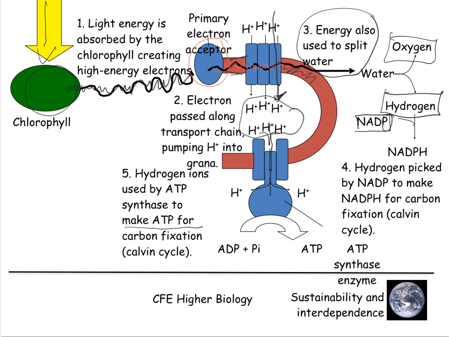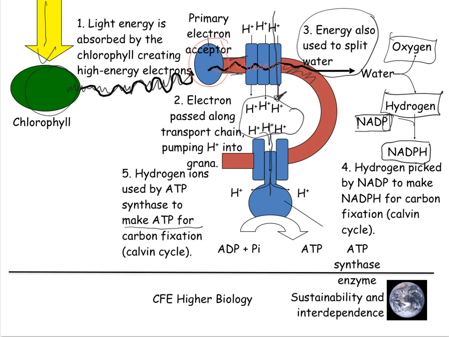So the hydrogen is picked up by that hydrogen acceptor, making the NADP into NADPH, and that moves into the carbon fixation part, or the Calvin cycle, the next part of the process.